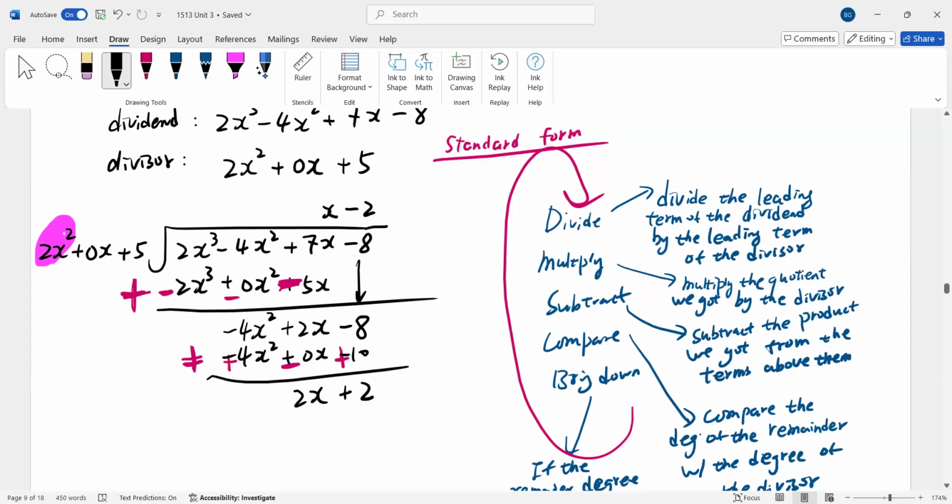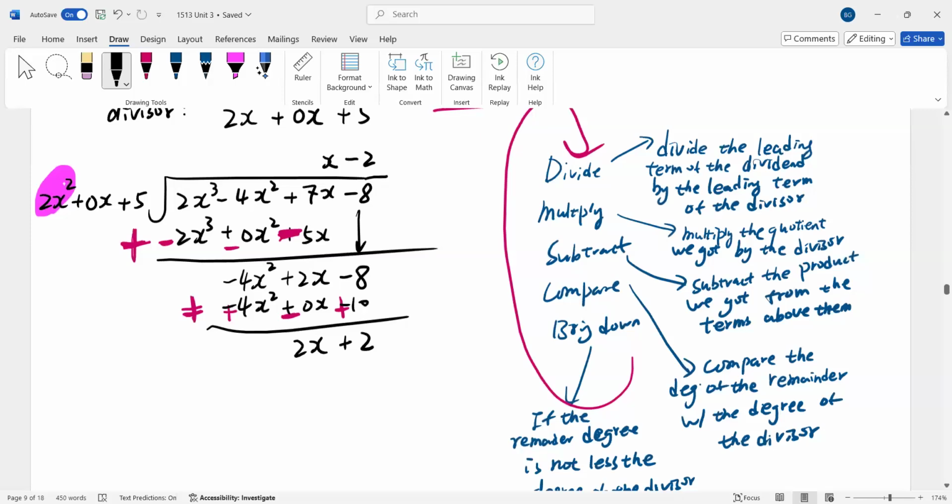Okay, and compare. This is the remainder of the second round. 2x plus 2 is the remainder of the second round. This remainder has degree 1. All right, degree 1, which is strictly less than the degree of the divisor, which is 2. And we are done. Okay, when do we stop the long division process? When we have a remainder whose degree is strictly less than the degree of the divisor, then we stop.